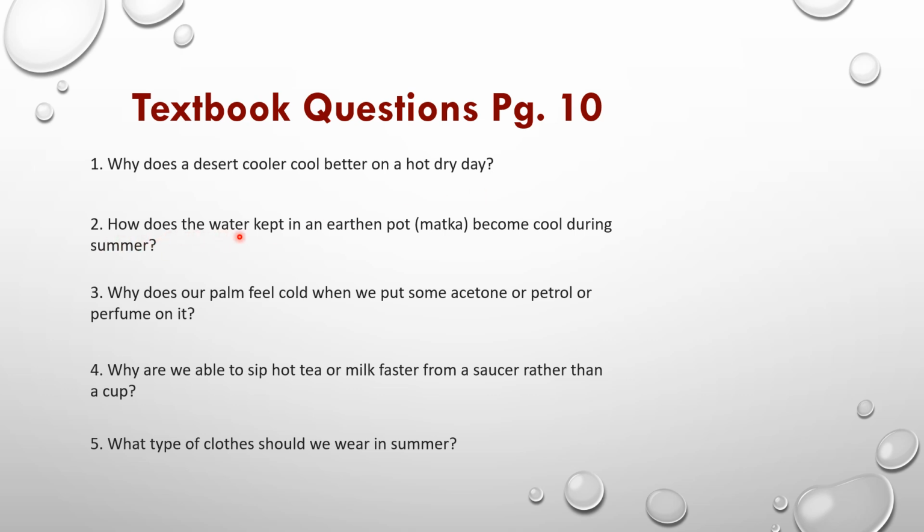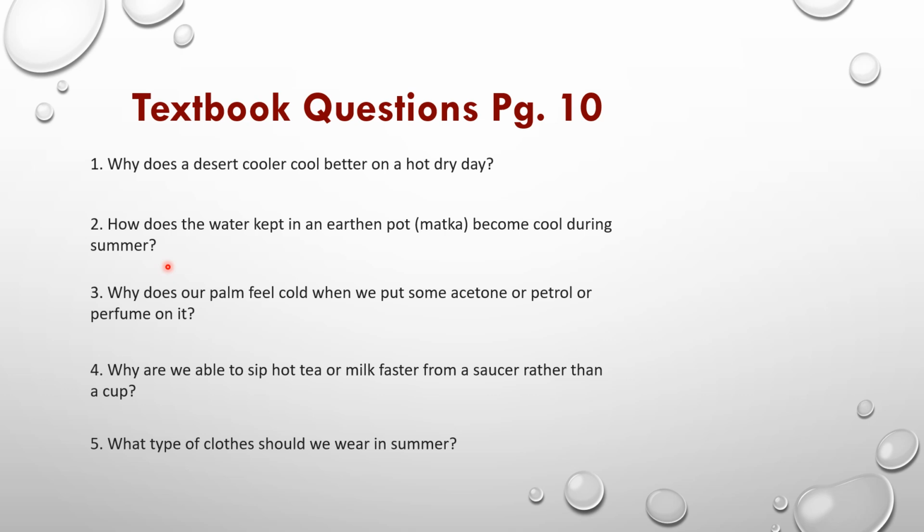How does the water kept in an earthen pot, that is called matka, become cool during summer? What is the reason? The reason is, an earthen pot has a porous wall, or it contains many small pores, and when water evaporates from the outer surface of the earthen wall, it takes the latent heat of vaporization from the earthen pot and thus causes cooling. As a result, the temperature of the water falls.